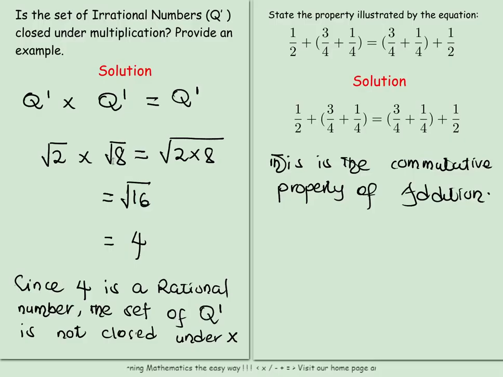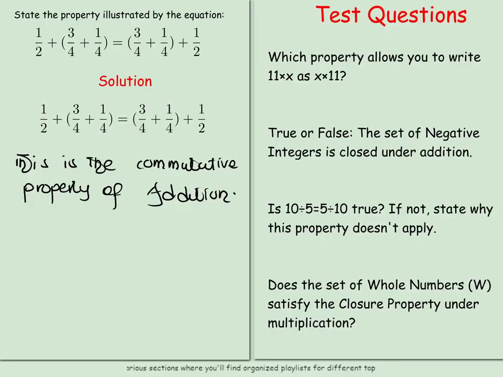Yes. So I think it's enough. I would give some exercises for you to try on your own, just to test your understanding. So these are the questions, and the first one says, which property allows us to write 11 times x as x times 11? Then the second one is just a true or false. The third one, it says, is it true? If not, state why this property doesn't apply. And then the last one says, does the set of whole numbers satisfy the closure property under multiplication?